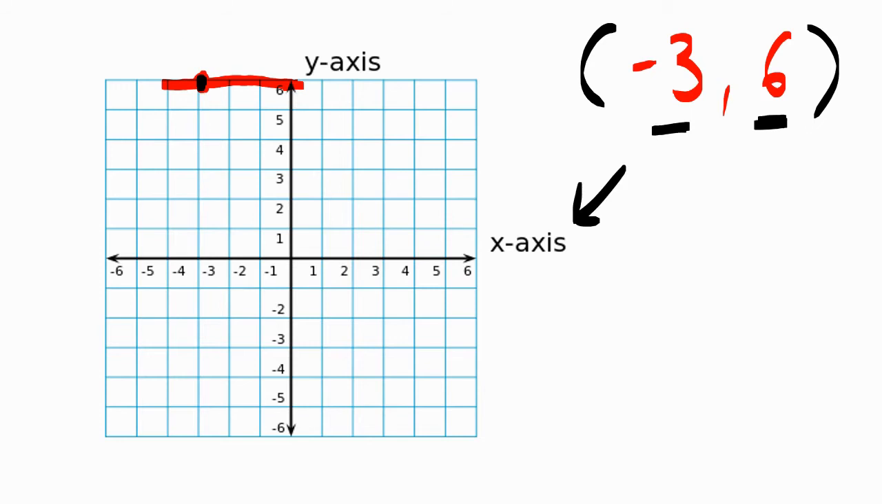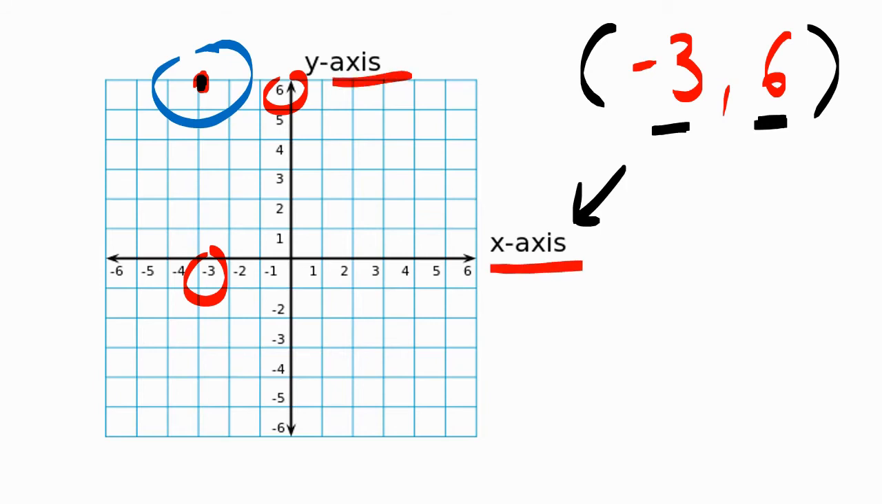I'll rub it out now. Okay, and this value I've circled in blue there is where -3 and 6 is on the Cartesian plane. Look, -3 and 6. And, of course, the x-axis always goes first, and then the y-axis goes second. Okay.